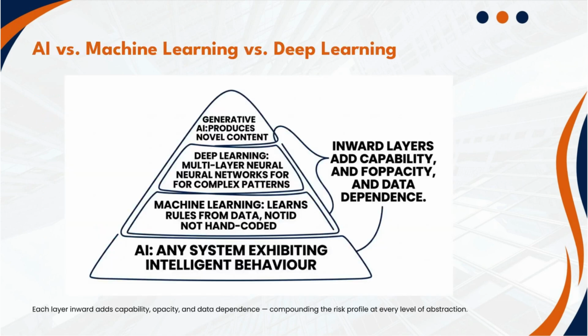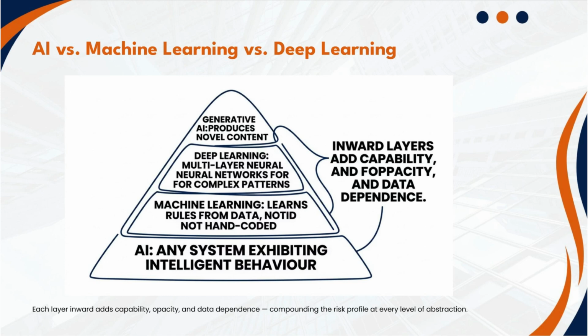That's next. Let's clear up the vocabulary because these three terms get used interchangeably and it causes real confusion in risk conversations. Picture three circles, one inside the other. Artificial intelligence is the outermost. It's the broad ambition, any system performing tasks we'd associate with human intelligence.